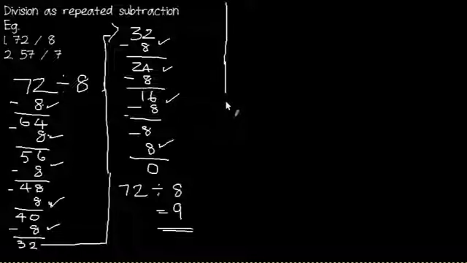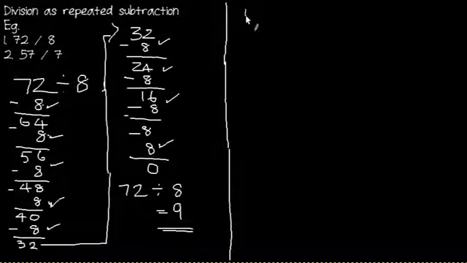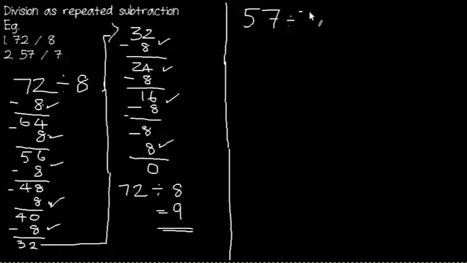Well, let's see how it works. Let's try the second example that we have here, and that would be 57 divided by 7. So again, we just subtract. So 57 minus 7 is just 50.